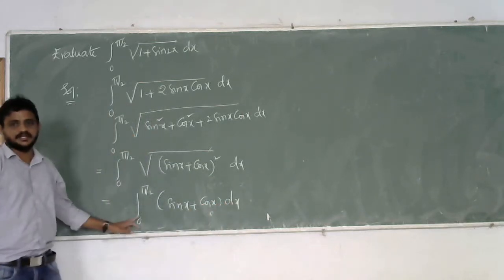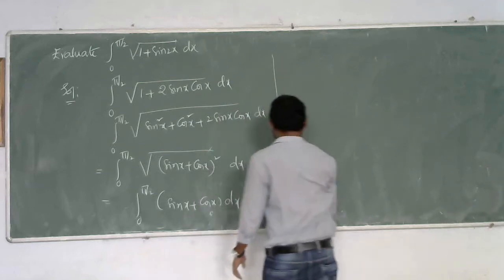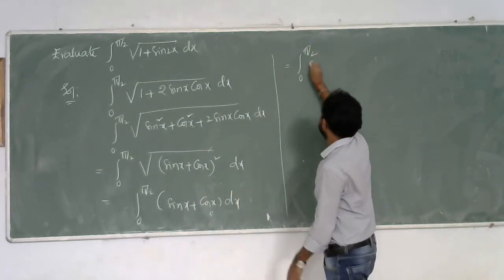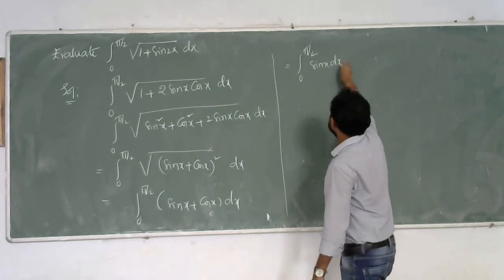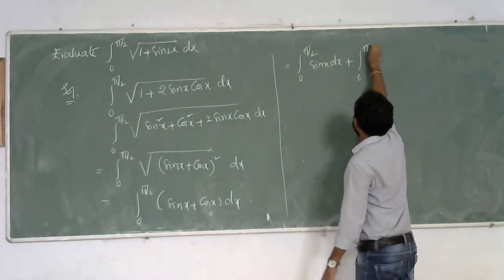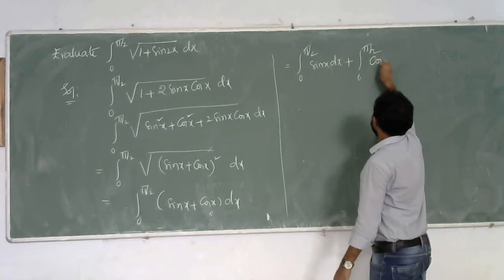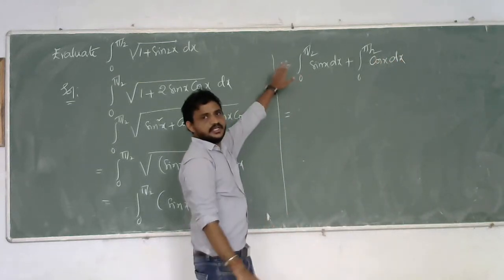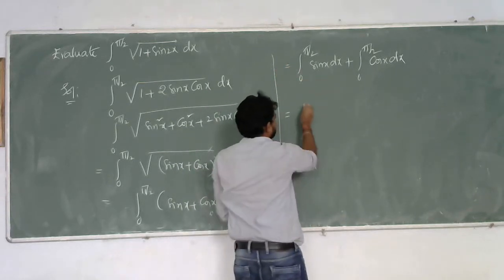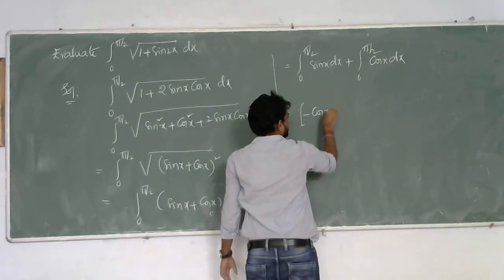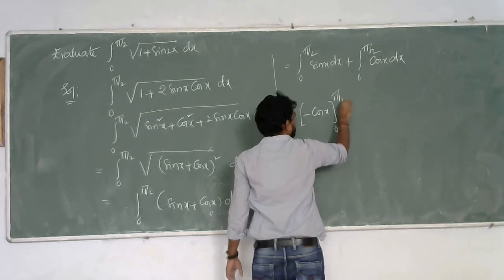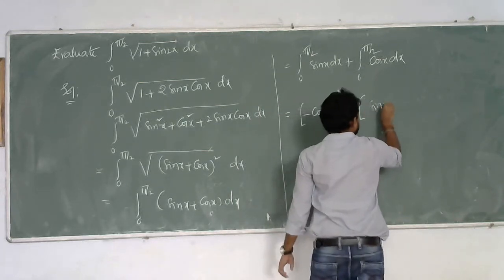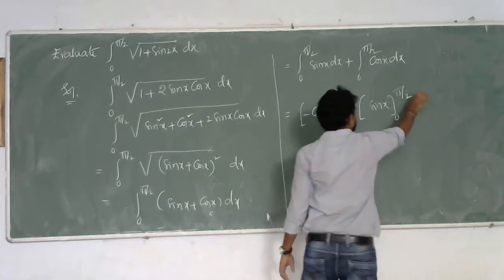Then apply integration to these two terms. First, integral 0 to pi by 2 of the first term, sin x dx, plus integral 0 to pi by 2 of the second term, cos x dx. Now, what is the integration of sin x? Minus cos x, with limits 0 to pi by 2, plus the integration of cos x, which is sin x, with limits 0 to pi by 2.